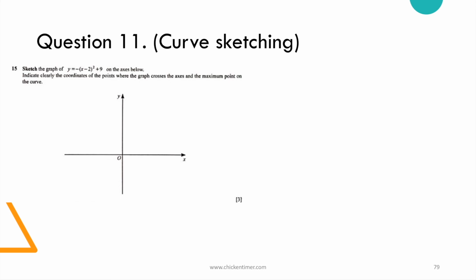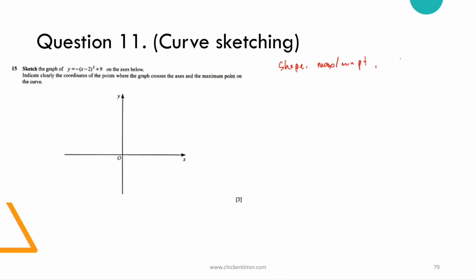So now our question is this one. So y equals to this. Again, we know the components, so we need to know the shape. We need to know the maximum or minimum point.